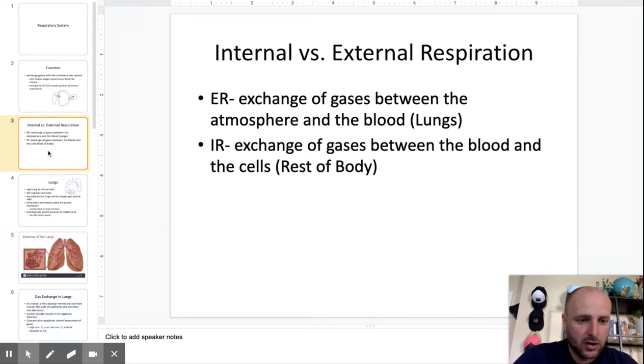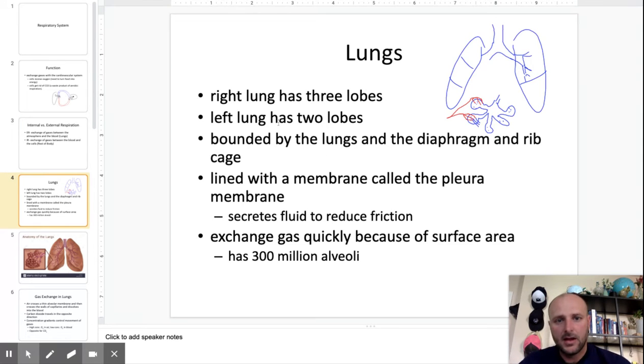A couple vocab words. We talked about internal and external respiration with the circulatory system. Internal respiration is between the body and the blood. So it's that exchange of gas that happens at each individual cell in the body. External respiration is between the atmosphere and the blood. This happens at the lungs. We breathe in, and then eventually that air from the atmosphere goes to our lungs where it can go into the blood.